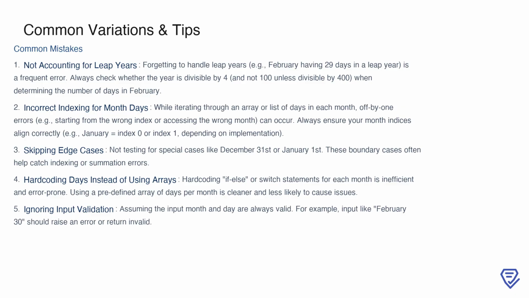Additionally, hard-coding the number of days for each month using multiple if-else or switch statements can lead to inefficiencies and mistakes. Instead, using a predefined array for the days in each month is cleaner and less error-prone. Finally, always validate your inputs. Dates like February 30th are invalid and should either raise an error or be handled appropriately in your implementation.